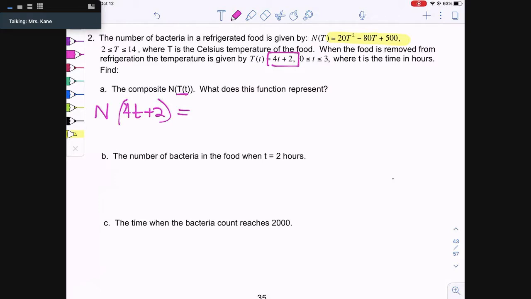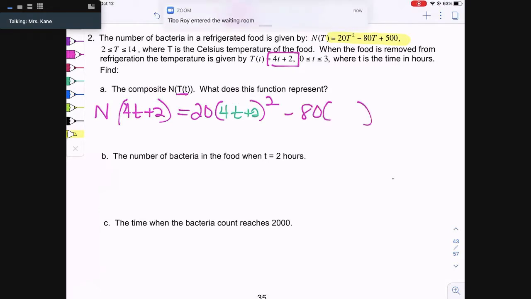So 20t squared, well, t squared should be 4t plus 2. And then it says minus 80t. Well, 80t again is 4t plus 2. And then it says plus 500. So that's how I would substitute this into my equation.